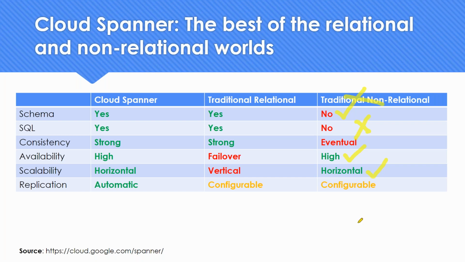And what Google thought is, there are some good features with a relational database, and there are some good features with a non-relational or NoSQL database. Why don't we merge them and create a hybrid out of it?